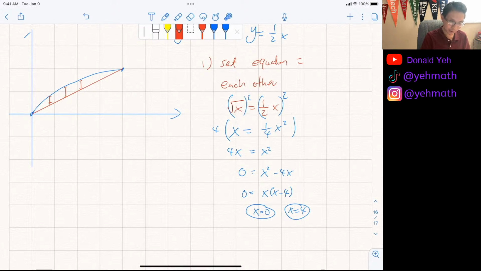Now, what you can do is also just take the difference between the bars. That's going to be that small line, and you're going to add up all those lines. So that's going to be integration between 0 and 4. Now, it's going to be top minus bottom. Why is top minus bottom? It's going to be square root x minus 1/2 x dx. Does that make sense?